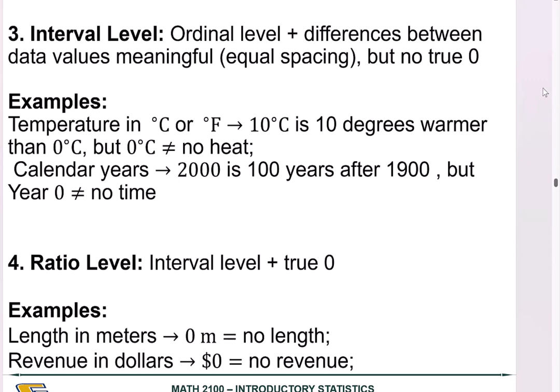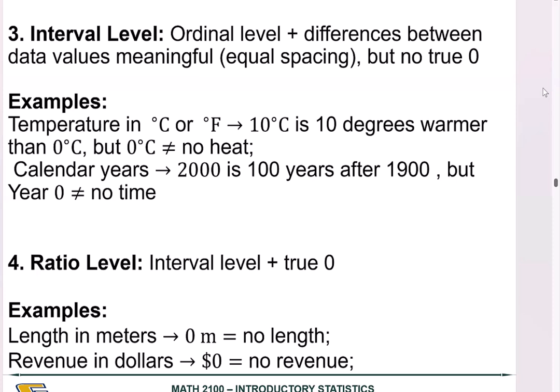Let's look at two different levels of data, which are interval and ratio. The interval level is the ordinal level of data, but the difference between the data values is meaningful. We sometimes call it equal spacings, but we don't have a true 0. An example here is temperature, either in C or F. In this case, you can see we have labels, because we can record it. So it's nominal for sure.